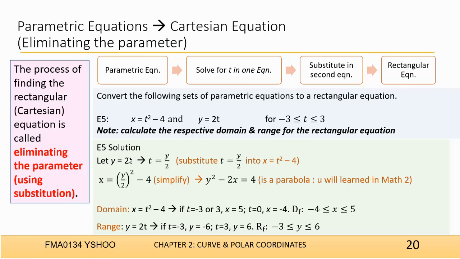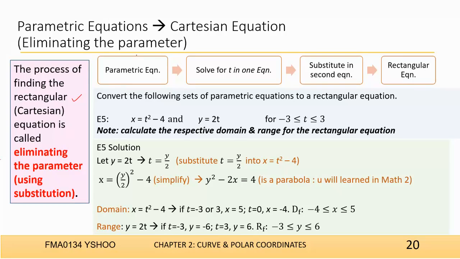Okay. So now is the time that you learn how to change from a parametric equation into a Cartesian equation, or we can call it eliminating the parameter. The process of finding the rectangular equation, as I said just now, we can call it a rectangular equation or a Cartesian equation. This process of going from a parametric equation to Cartesian, we call eliminating the parameter, or another way, we use substitution.